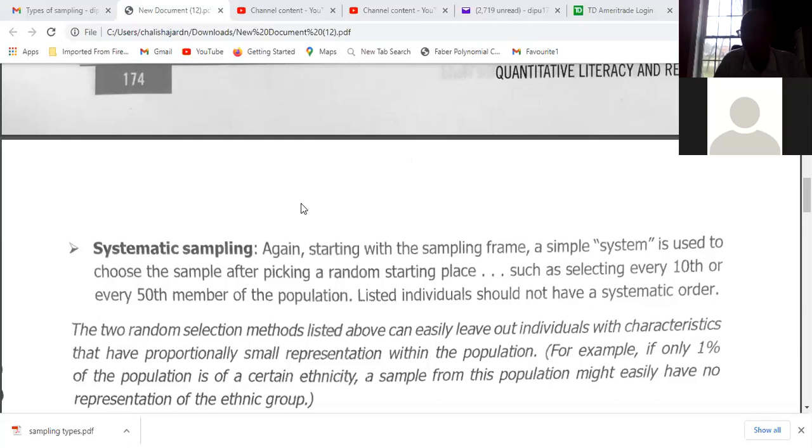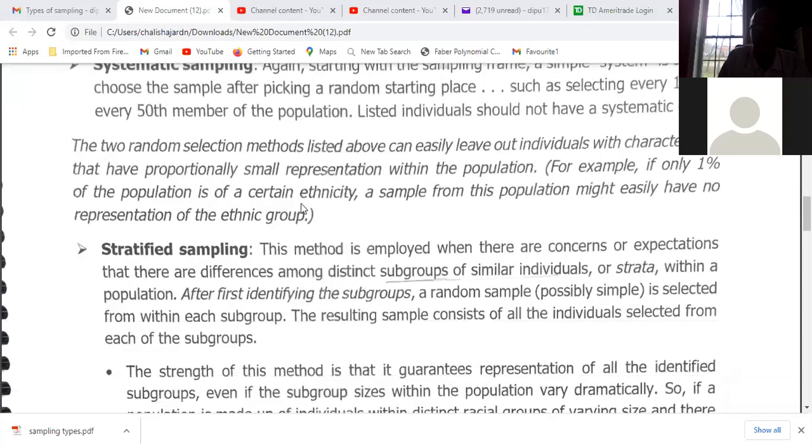And he is going to pick just the second row. Then after, once everything is arranged, thereafter he's going to pick the second row and ask the questions. So that is called systematic sampling. Plenty of examples are there.